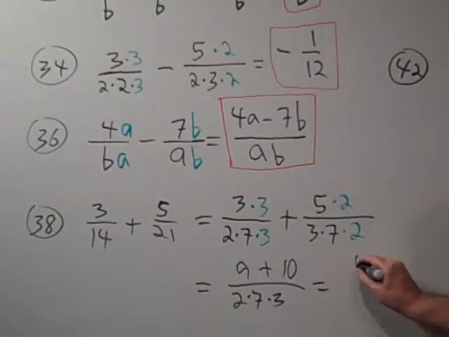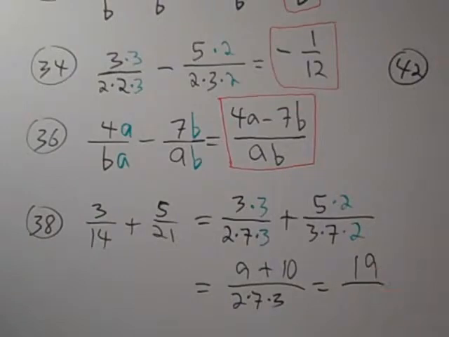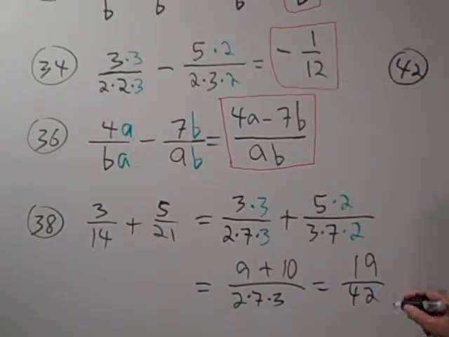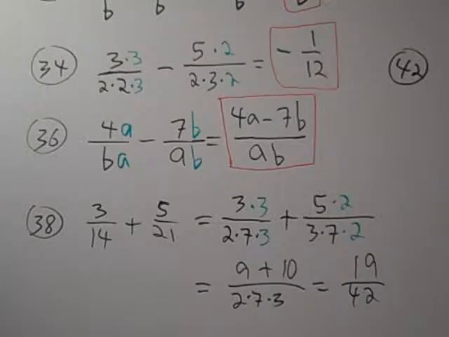So we end up with 19 divided by, now none of these factors divides into 19, so we can just multiply them out. 2 times 7, well let's say 7 times 3 is 21, 2 times 21 is 42. So that's how number 38 works out.